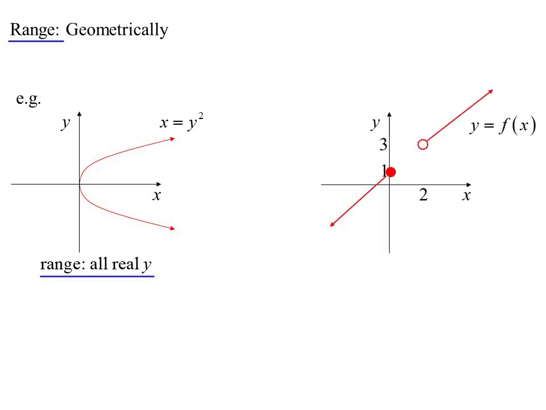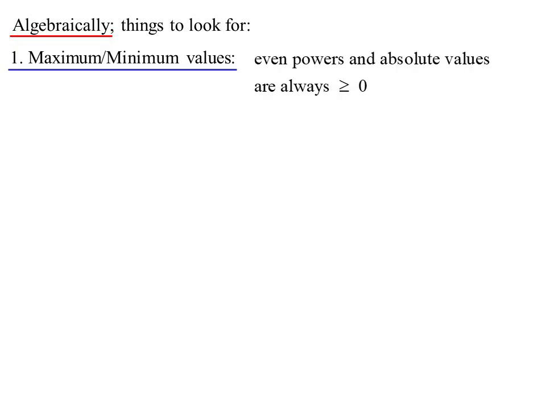Our split function, so y would be less than or equal to 1 and y is greater than 3. But I don't know what the picture looks like. So what do I look for in the algebra? Things like this, maximum and minimum values, because the range is talking about the y value. So how high up does it go? How far down does it go? Is there anything there that would make it stop? Things like even powers and absolute values, they're always going to give me positive numbers. They're never going to be negative, the answer.